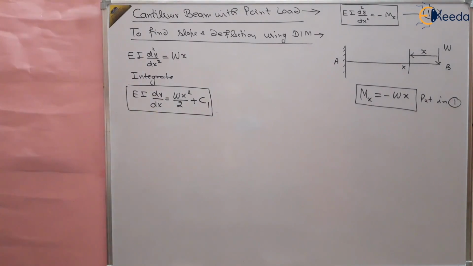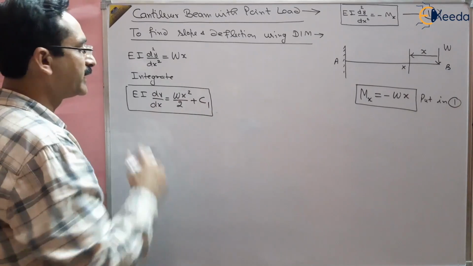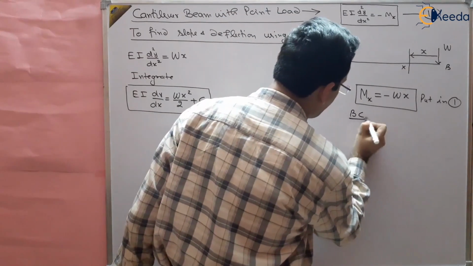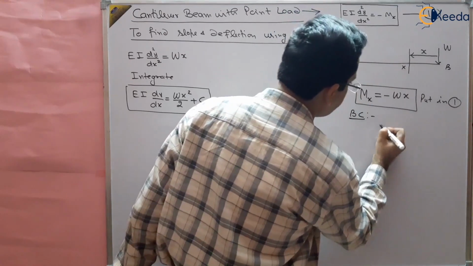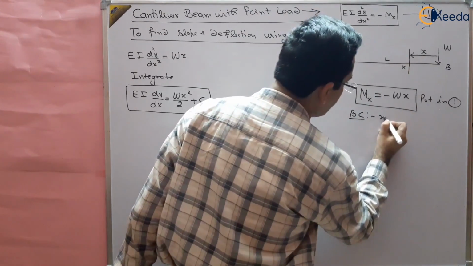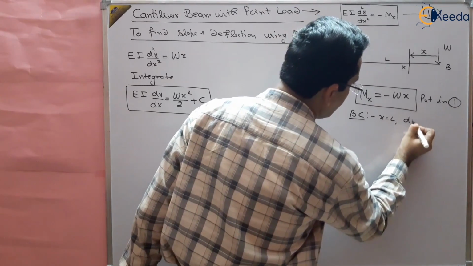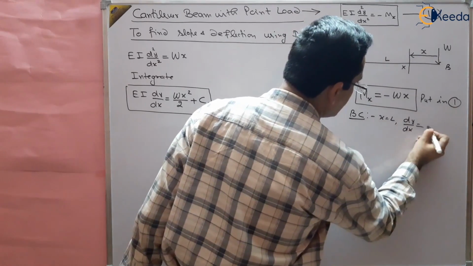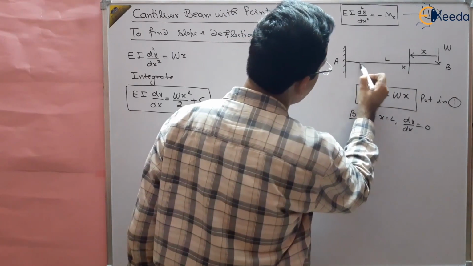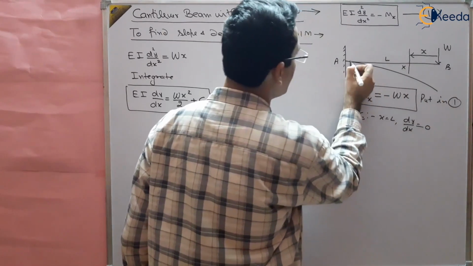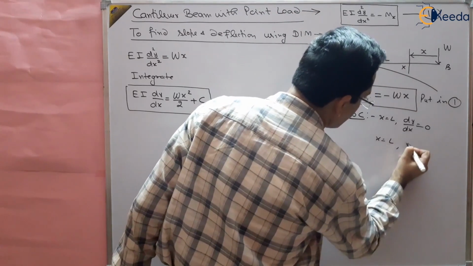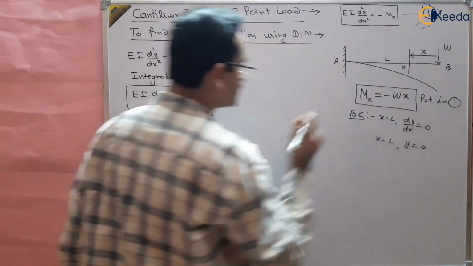The unknown c1, we will use the boundary condition here. What are the boundary conditions for a cantilever beam? We have already discussed that at x is equal to L, suppose the length of this beam is L, dy by dx will be equal to 0. Slope is 0 at fixed end. You know that this is the deformation and the slope at this point is 0. And also at x is equal to L, y is 0. There is no deflection in the beam.